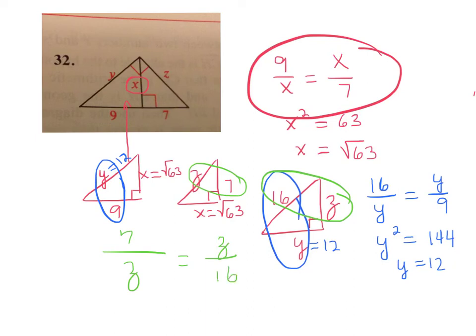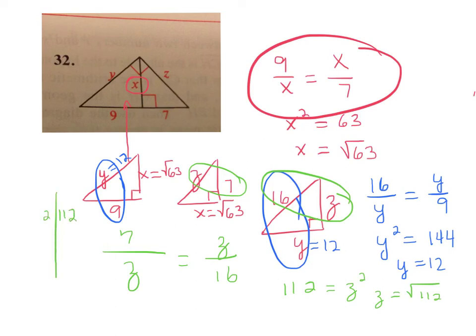And you get 7 times 16 equals 112, so 112 equals z squared, and z equals the square root of 112. Now in this case, you do need to do the prime factorization, because I don't know what the square root of 112 is. So I'm going to do the prime factorization, and I'm going to check that.